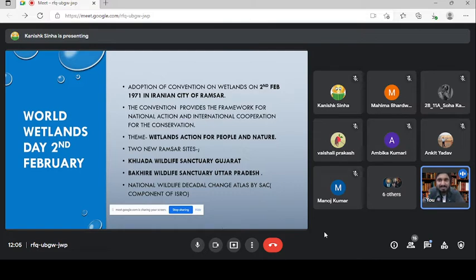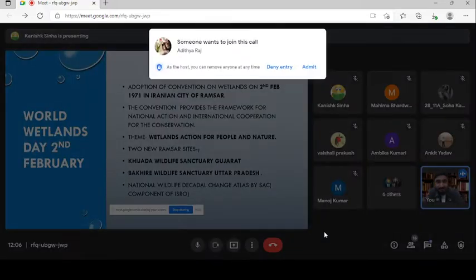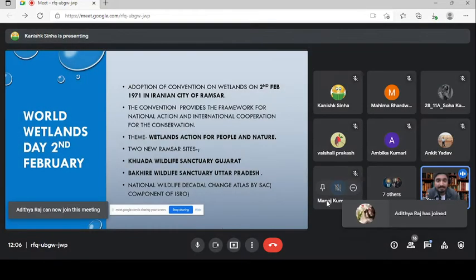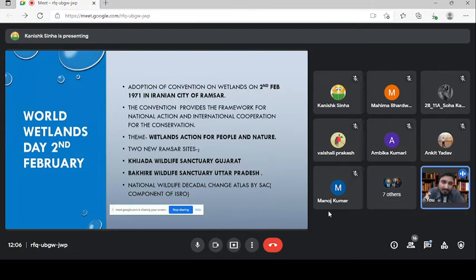Now the question comes: why is 2nd February celebrated as World Wetland Day? Because on this day the Convention on Wetlands, that is the Ramsar Convention, was adopted in Ramsar, and Ramsar is a city in Iran. So on 2nd of February 1971, the Convention on Wetlands, that is the Ramsar Convention, was adopted in Ramsar city, a city in Iran. As a result, every year from then we celebrate World Wetlands Day.